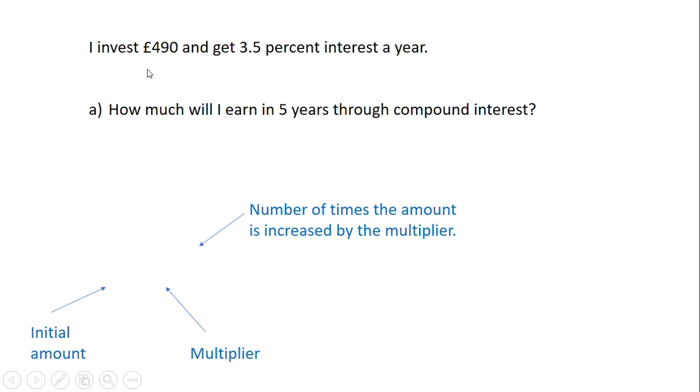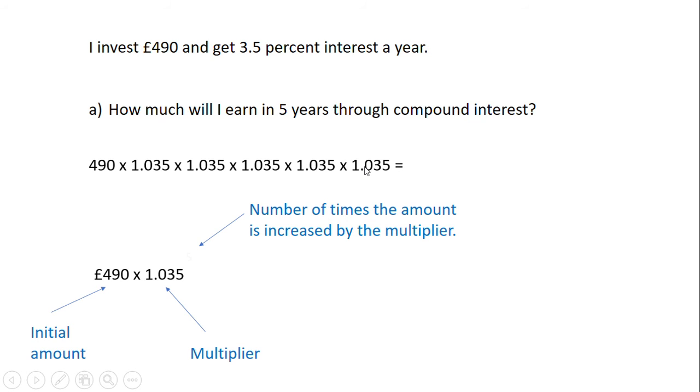Okay. I invest £490 and get 3.5% interest a year. How much will I earn in 5 years through compound interest? Okay, so I've got £490. I'm increasing it by 3.5% and then increasing it again and again and again and again. This is starting to get a bit long, so what we can do now is repeated multiplications of the same number. Hopefully you'll all see that that is in fact 1.035 to the power of 5. So we increase it by this multiplier to the power of 5 because we're multiplying it by this number again and again and again every year for 5 years.